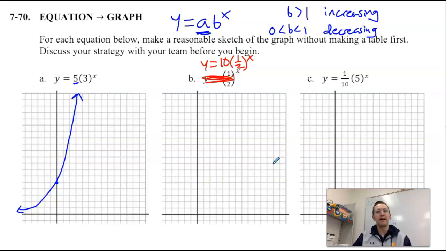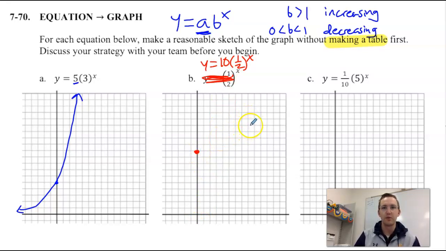If you want to be more accurate with your graph, what you can do is make a table and compare the two. But we're just making a reasonable sketch for what this looks like. All right, number 2, or part B. What does it look like if we have 10 times 1/2 to the x? Again, that first value, 10, is our y-intercept. So 1, 2, 3, 4, 5, 6, 7, 8, 9, 10.